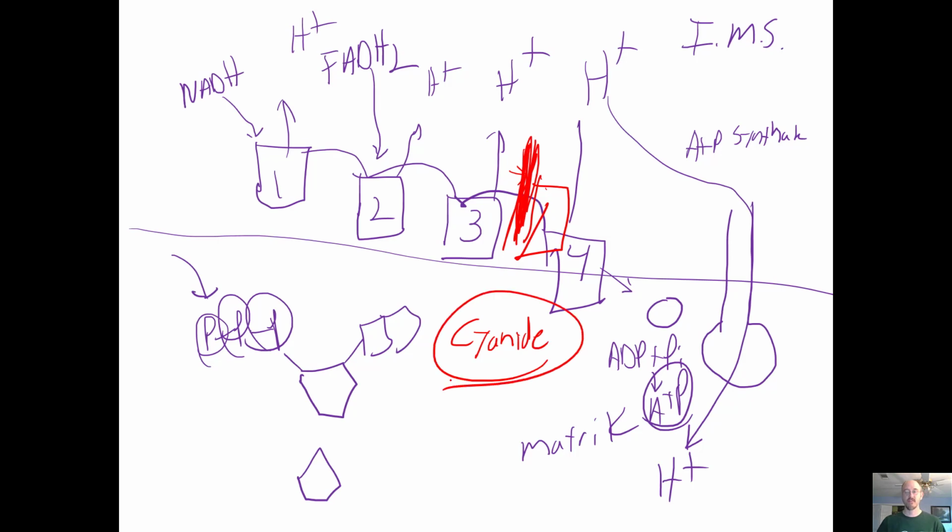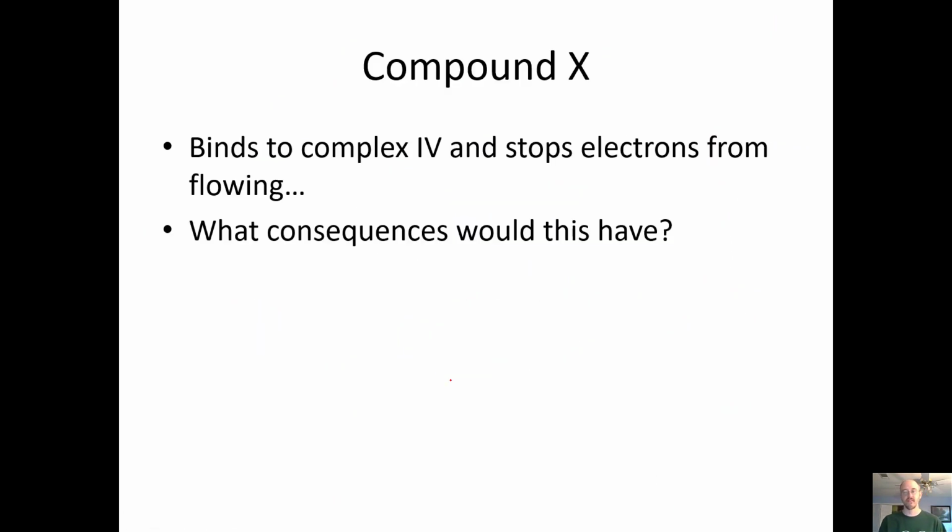So that should give you some idea of how important this process is. You get a little bit of cyanide in your system and you're dead in a few minutes typically, because ATP needs to be made constantly to keep you alive.